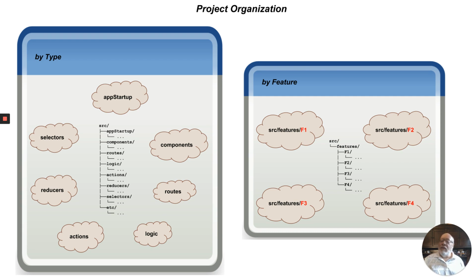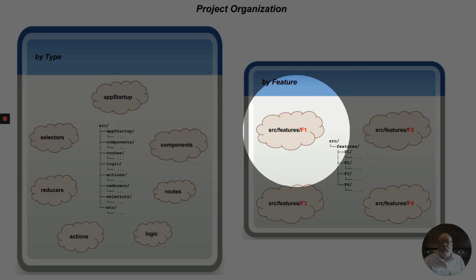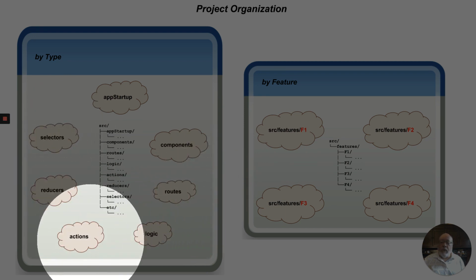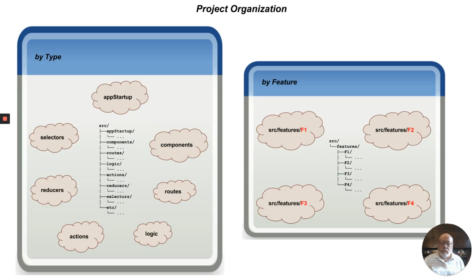So all projects have features. The question is, the code that makes up a given feature, is that nicely organized in a single directory? Or is it going to be scattered all across your code base as it would be in the type structure?